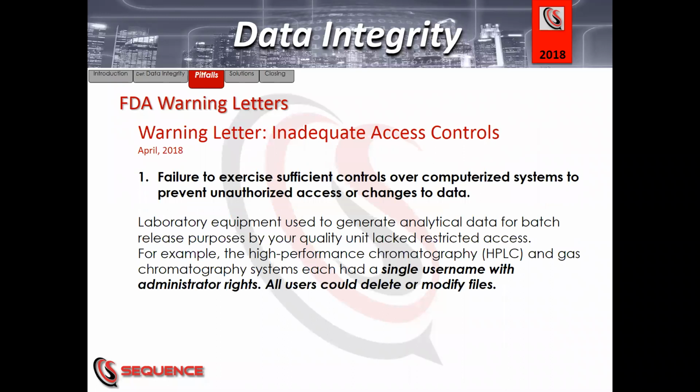Again, inadequate access controls. Here's another example, and this is from April. Again, insufficient controls over computerized systems. There was a single username with administrator rights. All users could delete or modify files. Again, sharing a single username and password is not an effective control to ensure data integrity.